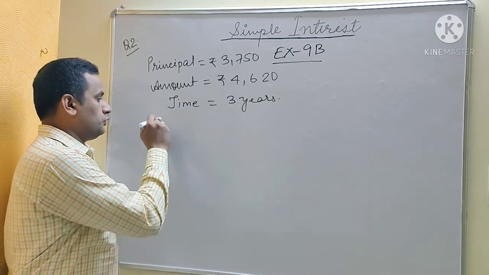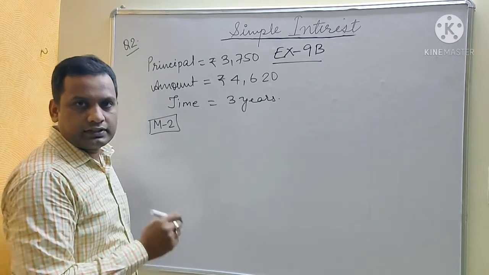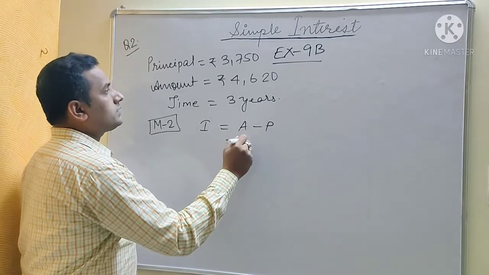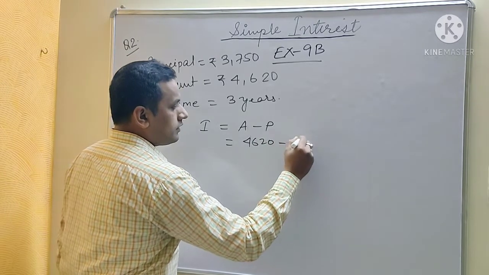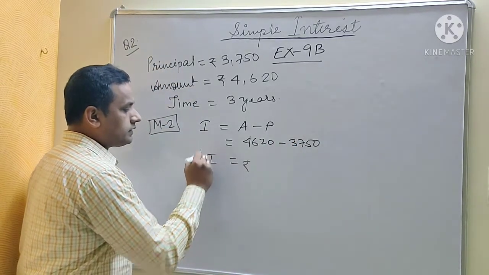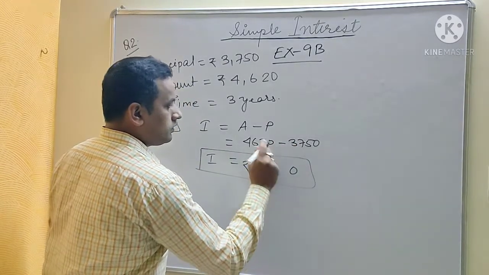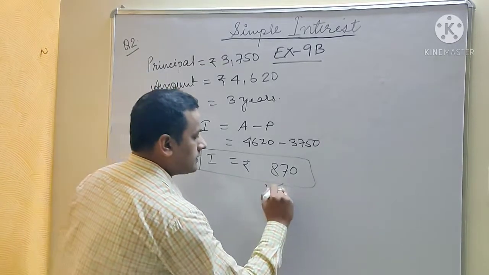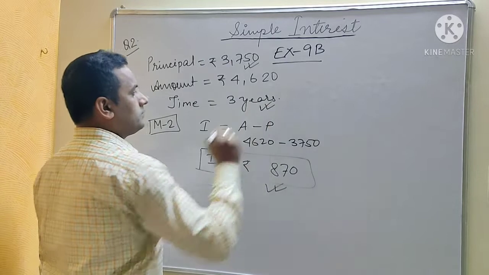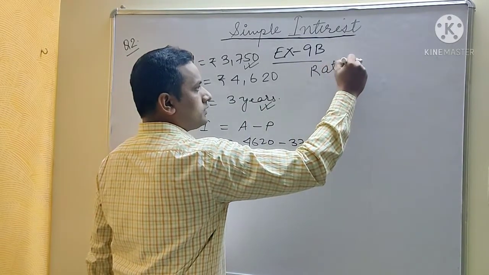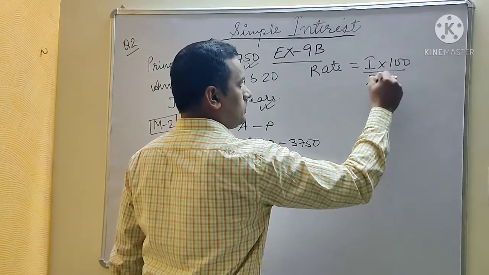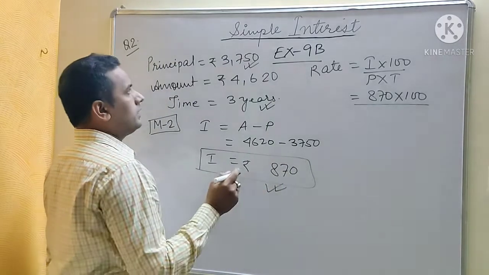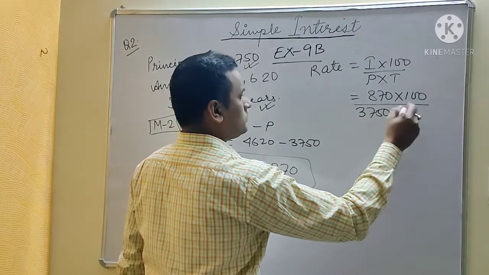Now let us move to method 2, where first of all we will find out the interest. For interest we can get amount minus principal, where amount is 4620 minus 3750. Subtracting them, we will get interest 870. So we get interest 870, principal 3750, time 3 years. So we have to find out the rate. Rate is equal to I into 100 upon P into T. I we have 870 into 100 by 3750 into 3.